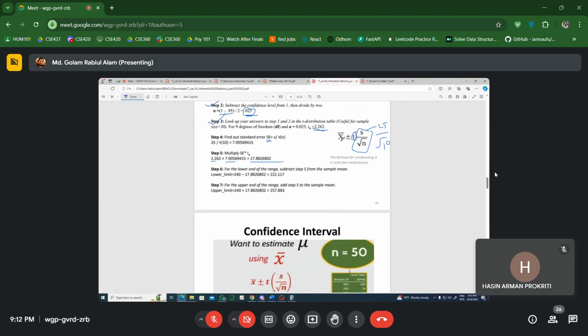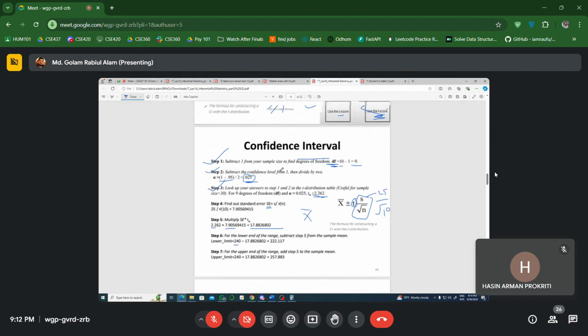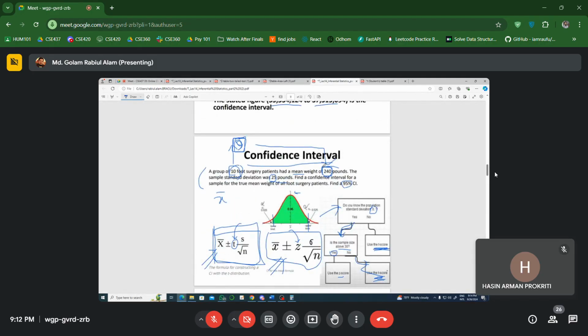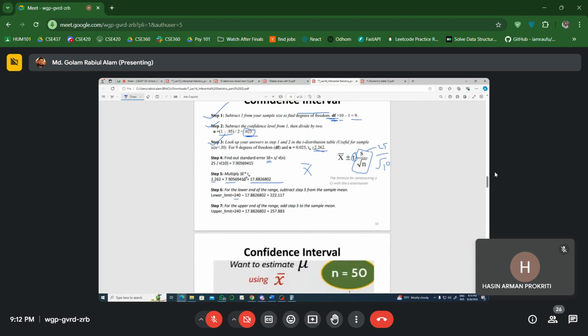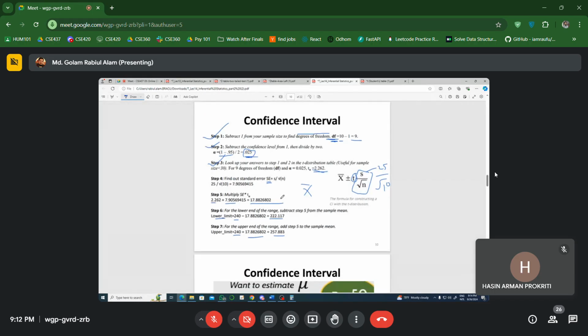Then from the mean we have to subtract this to get the lower bound, and add it to get the upper bound. Our mean value is 240. Then we subtract 17.88 to get the lower bound, and the upper bound will be 240 plus that. So this is our confidence interval. The confidence interval is 222.117 to 257.883. So this is how we can determine the confidence interval.